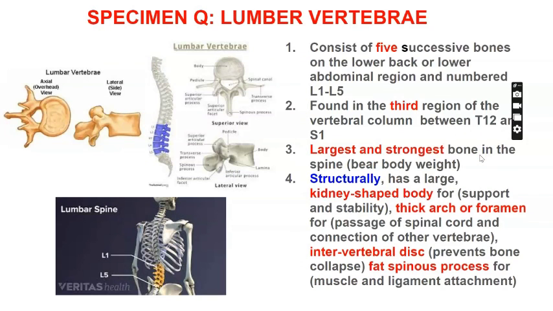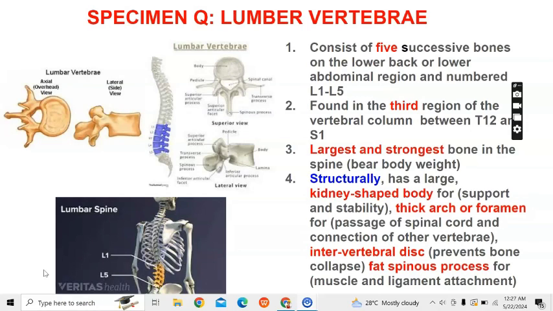Then quickly we have the lumbar vertebrae, which is specimen Q. The lumbar vertebrae consist of 5 successive bones located on the lower back of the abdominal region. Here it is. It is usually labeled L1 to L5. You can say the lower abdominal region. It is found in the third region of the vertebral column, after the cervical and the thoracic. The lumbar vertebrae is the largest and the strongest bone in the spine, because it is the bone that bears our body weight.